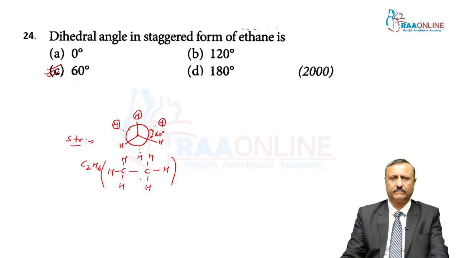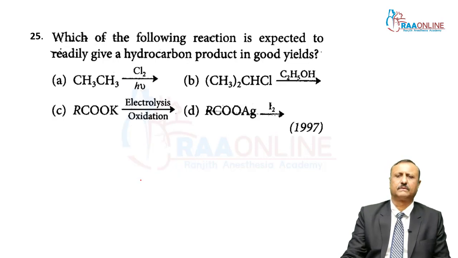Now, my dear students, question number 25: which of the following reactions is expected to readily give a hydrocarbon product in good yield? The basic concept of this question is that when electrolytic oxidation occurs, you can easily get the hydrocarbon, because when ethane reacts with chlorine, you cannot get a hydrocarbon, you get chlorinated compounds.